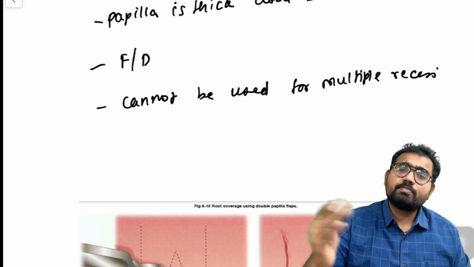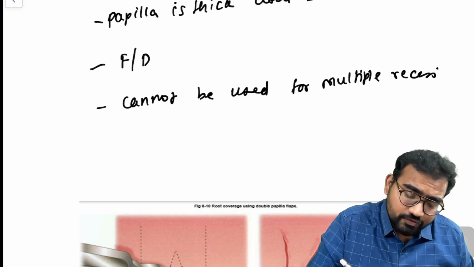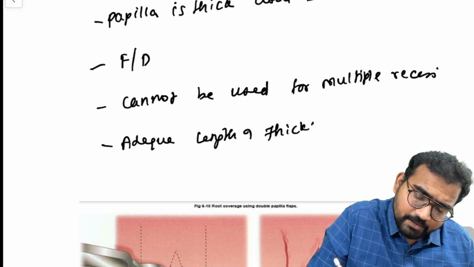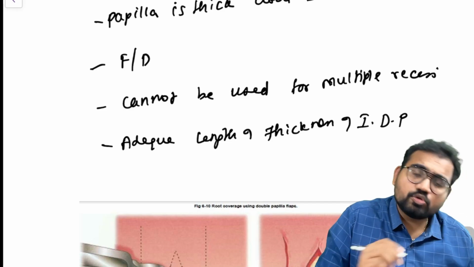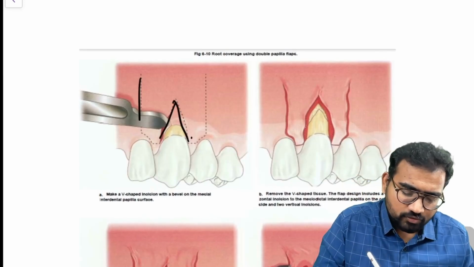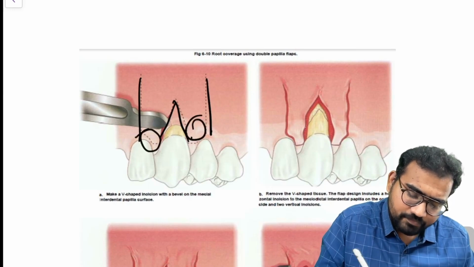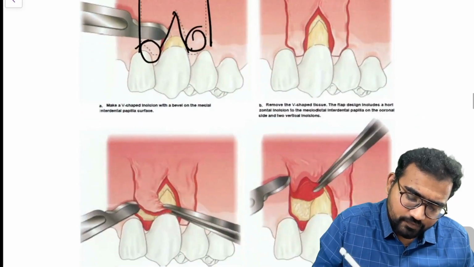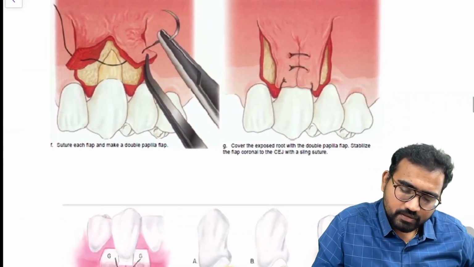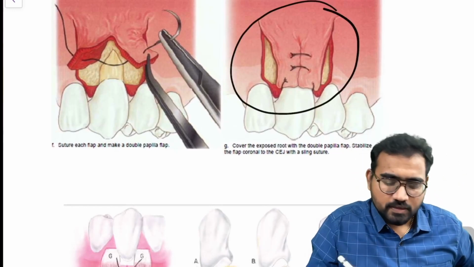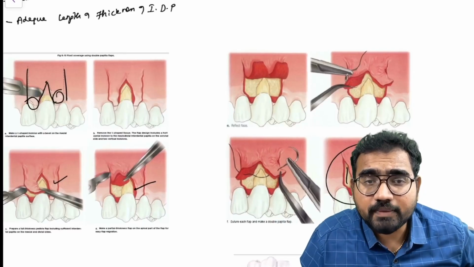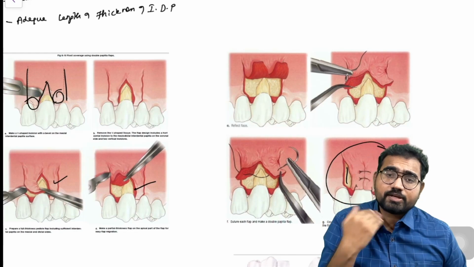So this technique cannot be used for multiple recession, and also there should be adequate length and thickness of interdental papilla to do this technique. The technique will look something like this. There is a recession in this area. I'm going to take these two interdental papillae and raise a full thickness flap, and I'm going to suture the area. The final image will be like this. As you see here, there is going to be exposure of the bone, and if the patient does not maintain it properly, that might result in fenestration and dehiscence. That is one of the drawbacks of the double papilla flap.